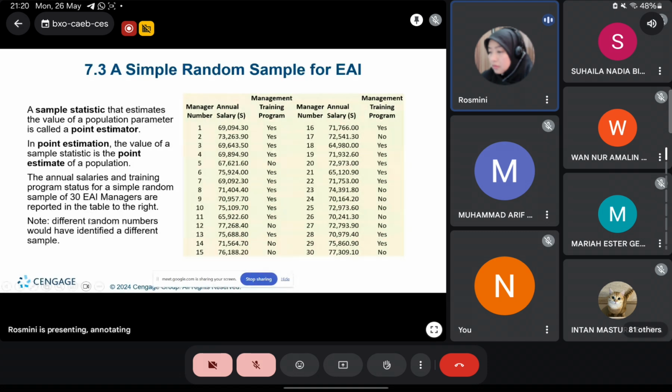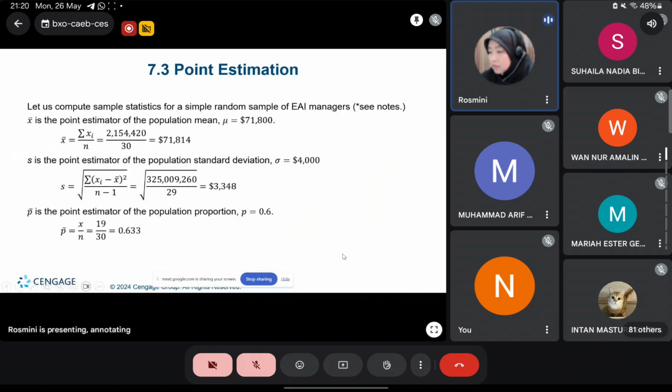So we have sample size n, small n, 30. The capital N is the population, the size of population, which is 2,500. Again, we have other formulas, but this formula was already given to you in our earlier classes. Let us compute the sample statistic for a simple random sample of EAI managers, X bar. X bar means the mean.